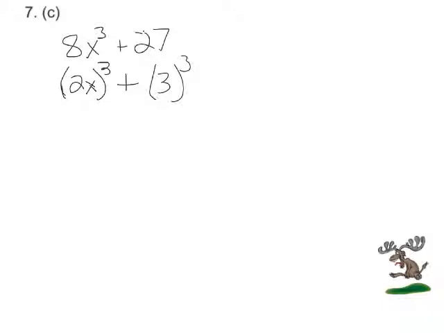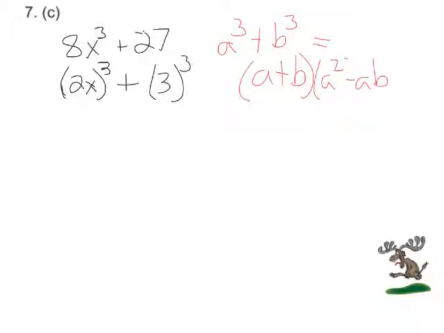And the often forgotten factoring rule for the sum of cubes, I'll write off here to the side: a to the third plus b to the third is equal to a plus b times a squared minus ab plus b squared. And we can apply that here.